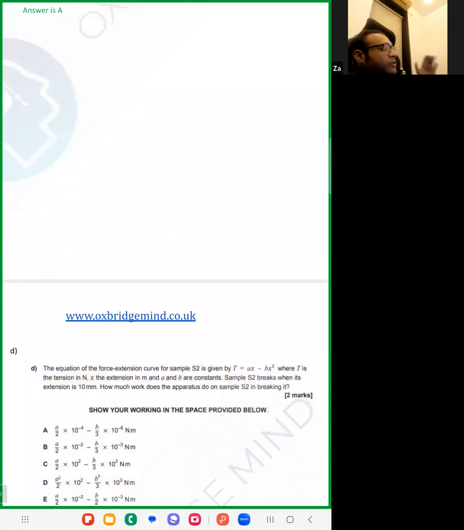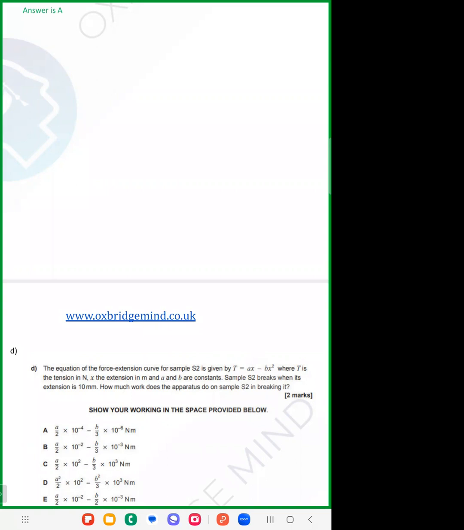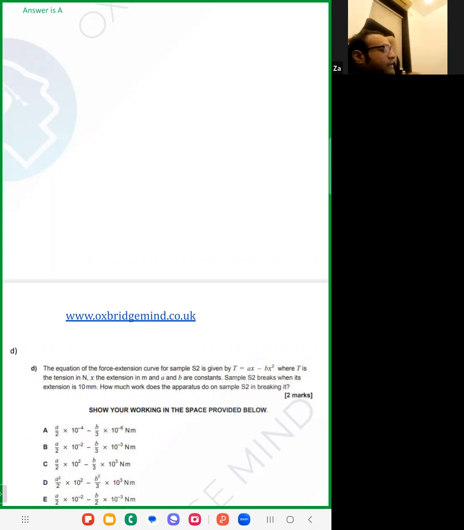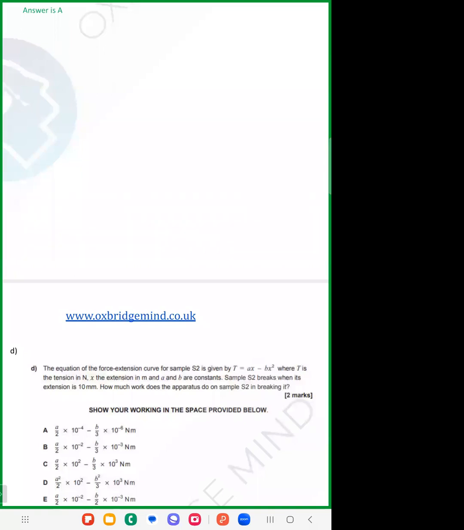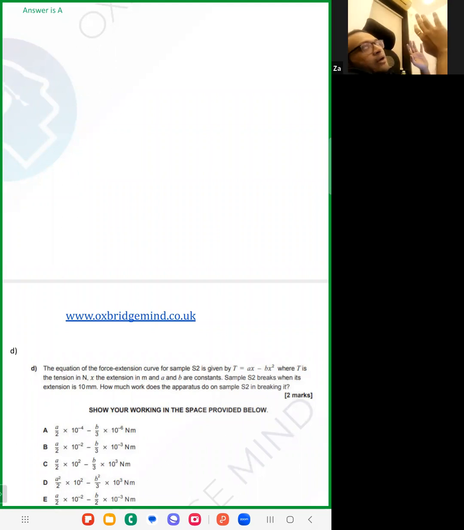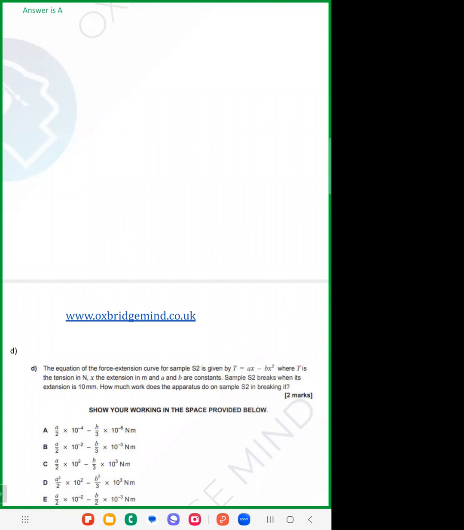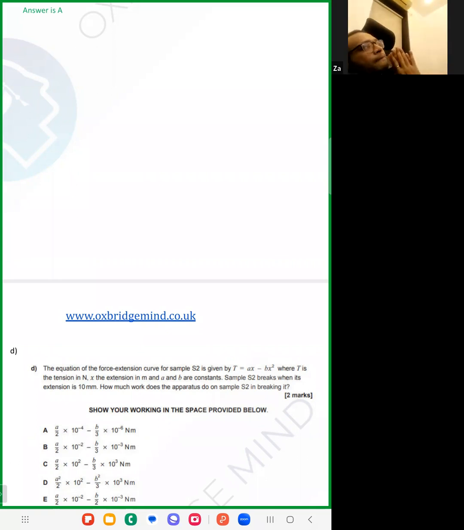So he's saying that sample S2 breaks when its extension is 10 mm. X is the extension. Only thing is it has to be integrated like ax minus bx square dx from 0 to 10. But while keeping it over there, you have to keep it 10 by 1000, because you are putting the things in SI units. The answers are coming in Newton meter. When a variable force comes in, like for a spring force is kx, kx dx integration gives you half kx squared, no? You know integration stuff.